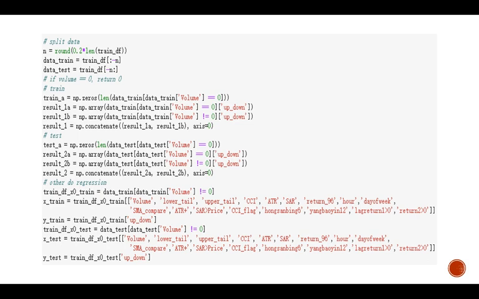After that, we split the long zero volume dataset train DF into X train and Y train, where X train contains all the features and Y train represents the up or down result. Similarly, the long zero volume dataset test DF was split into X test and Y test.